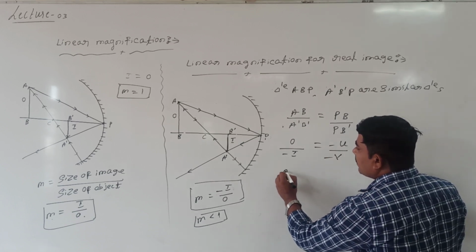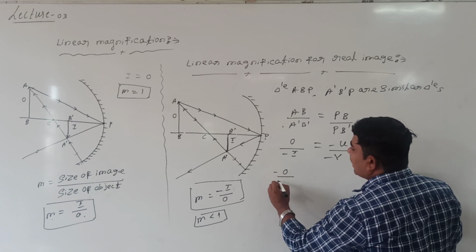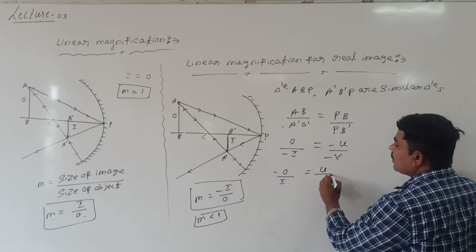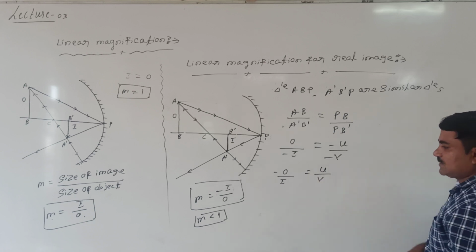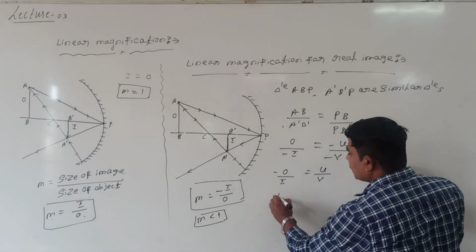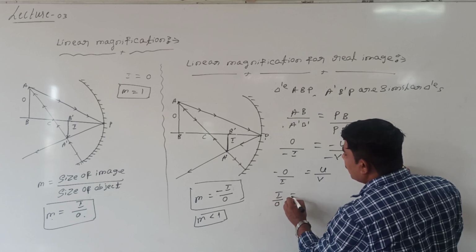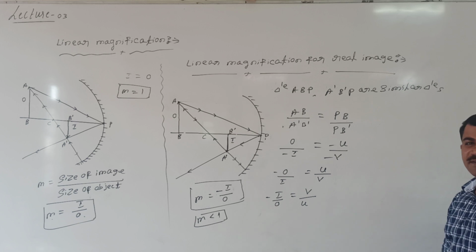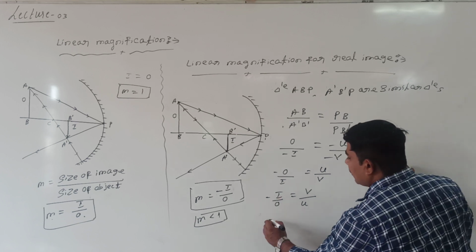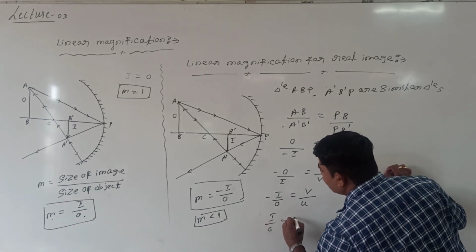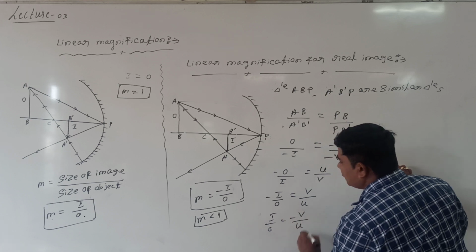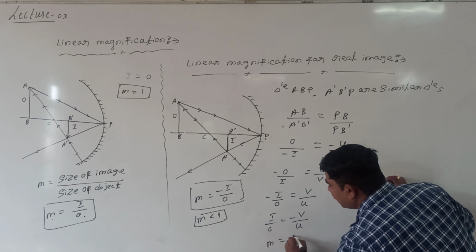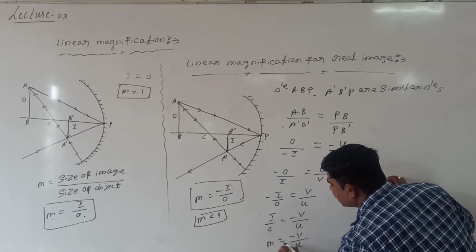Shall I take one more way? O divided by I is equal to U divided by V. Make it reverse. I divided by O is equal to V divided by U, with a minus here. Or else I divided by O is equal to minus V divided by U. Right? I divided by O is the linear magnification. What is linear magnification? Minus V divided by U.